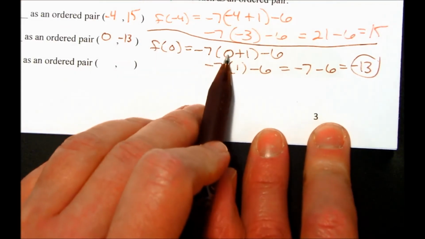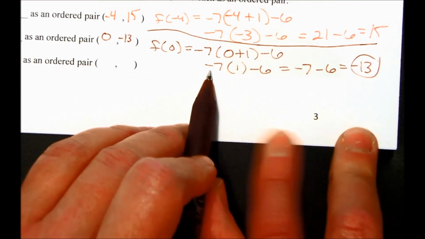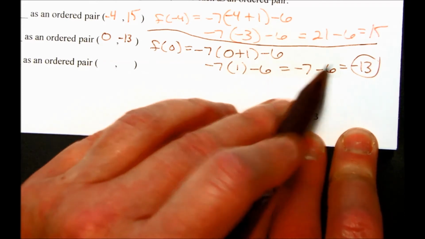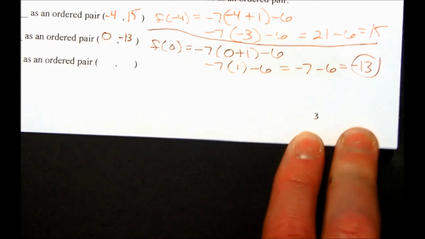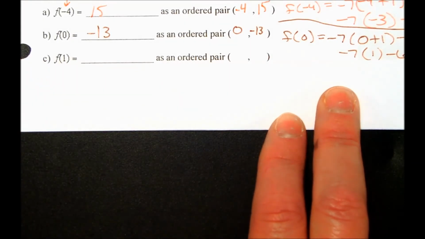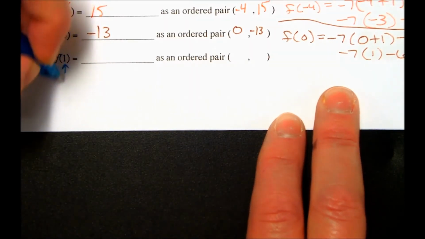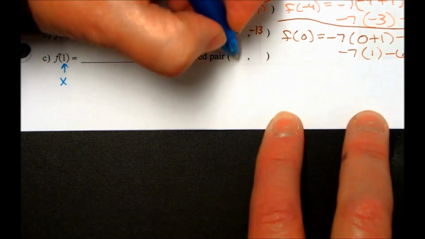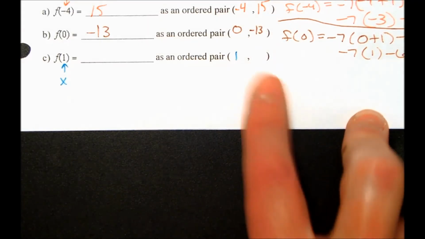So again, going back over here, you substituted 0, added 1 and got 1, multiplied by -7, which gives you -7, minus 6, which gives you -13. And last but not least, we need to now substitute 1 for x. So we know x coordinate is going to be 1. We just need to find the y coordinate.